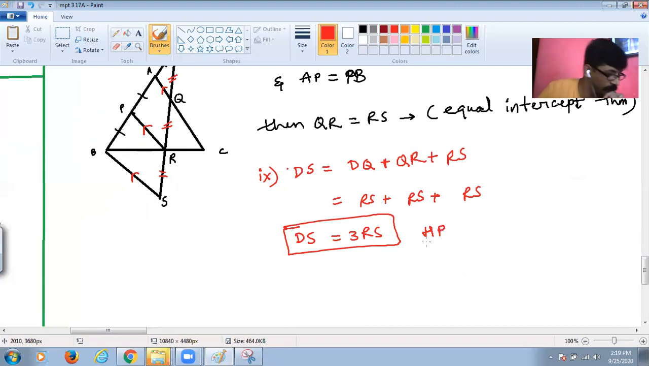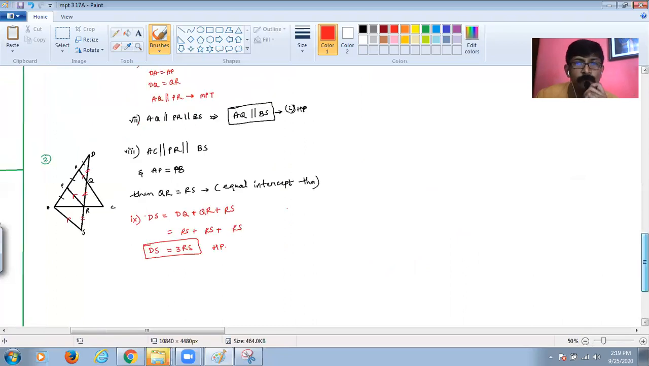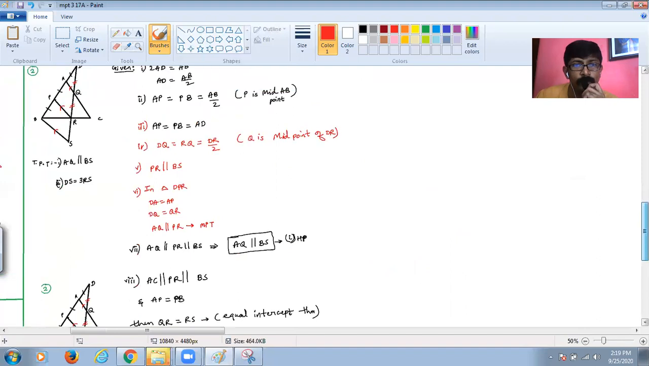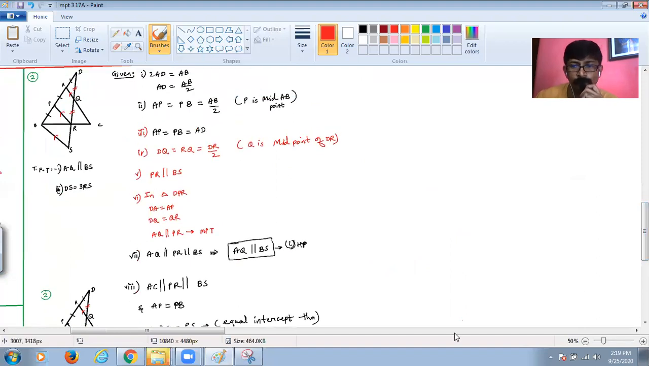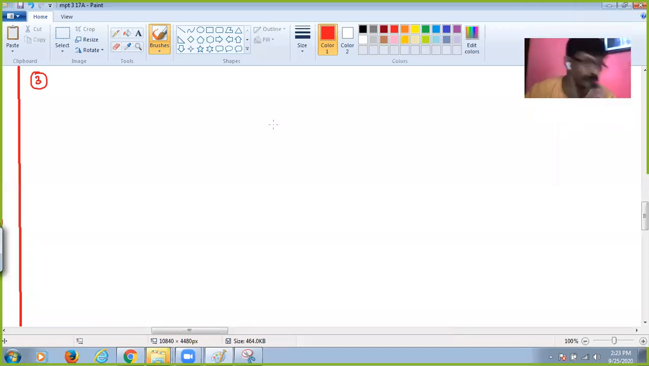I hope you understood this. So DS is equal to 3RS. Isn't it very, very simple? Please put everything quickly in your book. I'll just zoom it out so that you can pause your video and put everything in your book. अच्छे से समझ में आता है. Anyway, we'll start this recording with sum number 3.